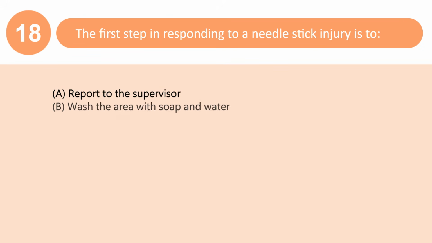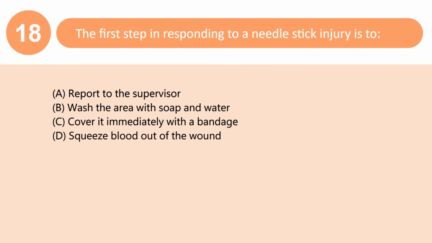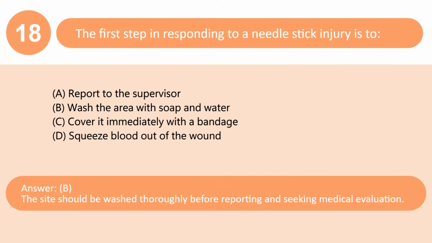The first step in responding to a needlestick injury is to A. Report to the supervisor. B. Wash the area with soap and water. C. Cover it immediately with a bandage. D. Squeeze blood out of the wound. Answer: B. The site should be washed thoroughly before reporting and seeking medical evaluation.